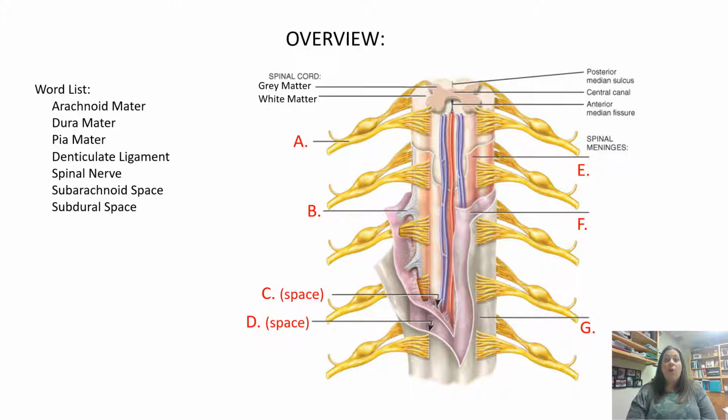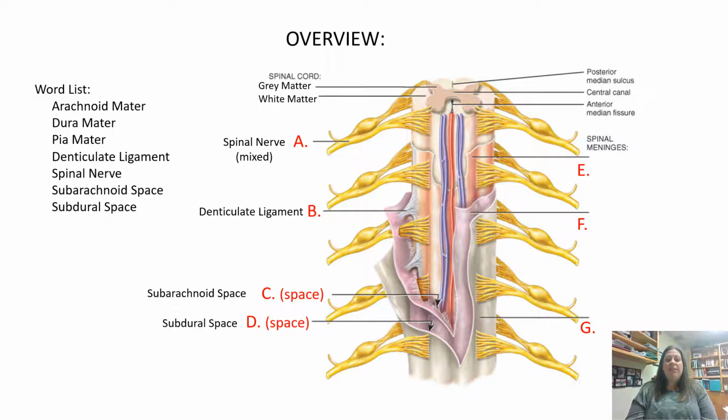All right, so we have a little overview here that's looking at labeling a lot of these structures. All right, so you have your word list over here, and if we look at A, what is A? A is going to be a spinal nerve. It's also known as a mixed nerve because it's going to, again, have sensory and motor function to it. B is going to be the denticulate ligament. See, it's a triangle-shaped extension of the pia mater. C is talking about a space, and so this is going to be the subarachnoid space. It's between the arachnoid layer and the pia.